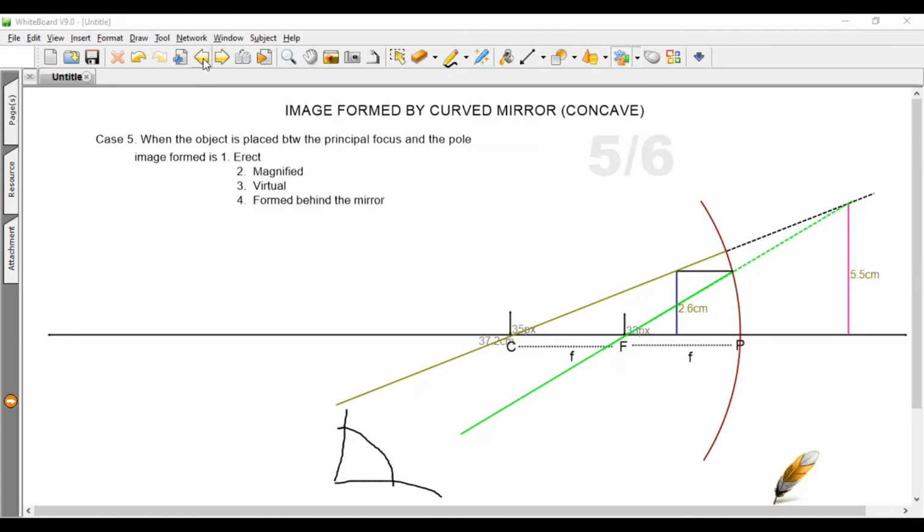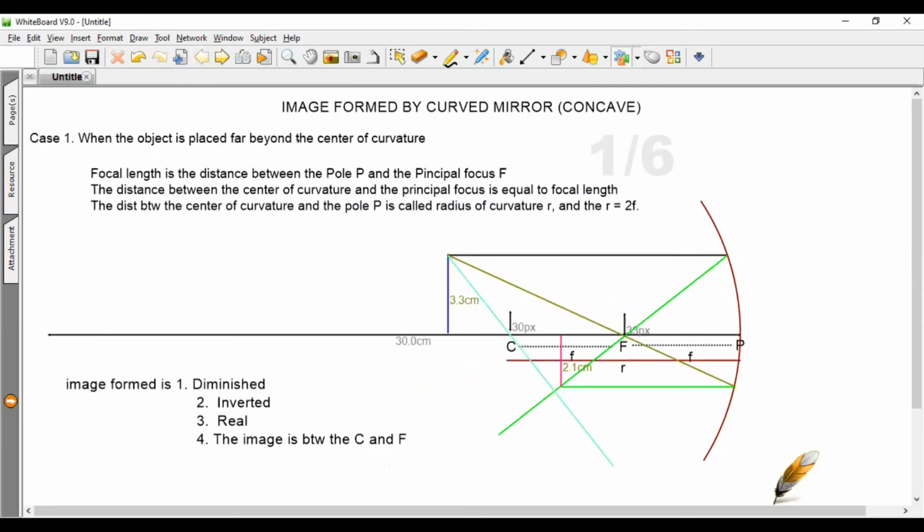Let's make a quick recap. The first one, when the object is placed far beyond the center of curvature, you have the object here, you have your image from there, and the image is diminished. That is, it is smaller, you can see 3.3 centimeter to 2.2 centimeter. The object is bigger than the image, inverted, upside down, real. It is being formed on the screen, then the image is between the center of curvature and the principal focus.